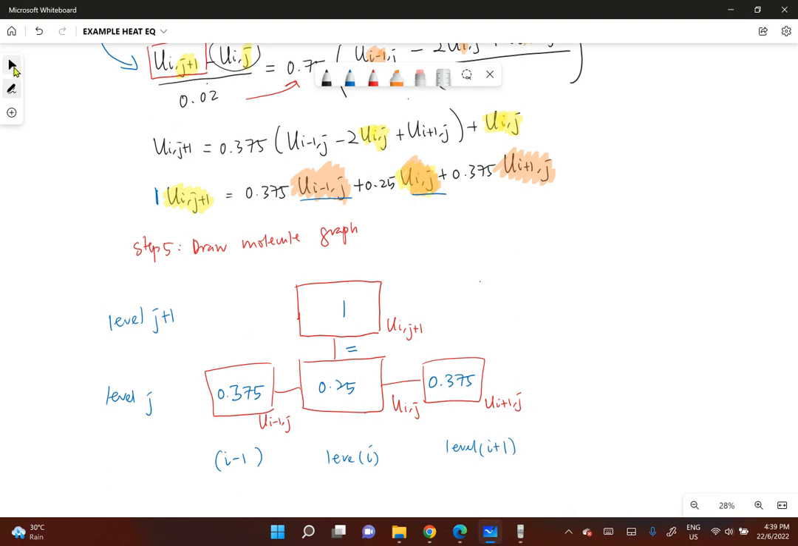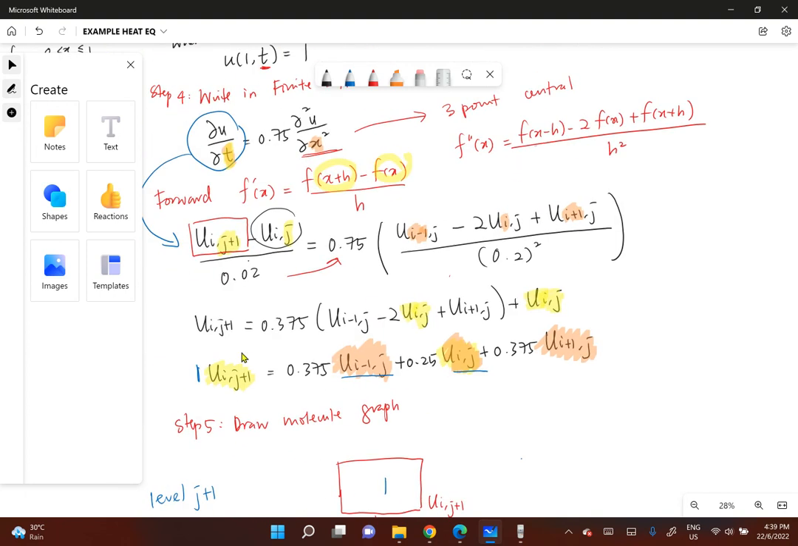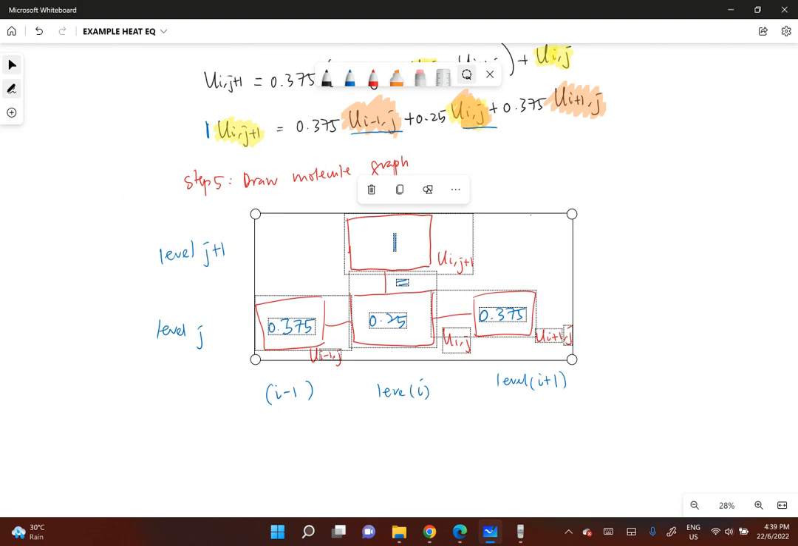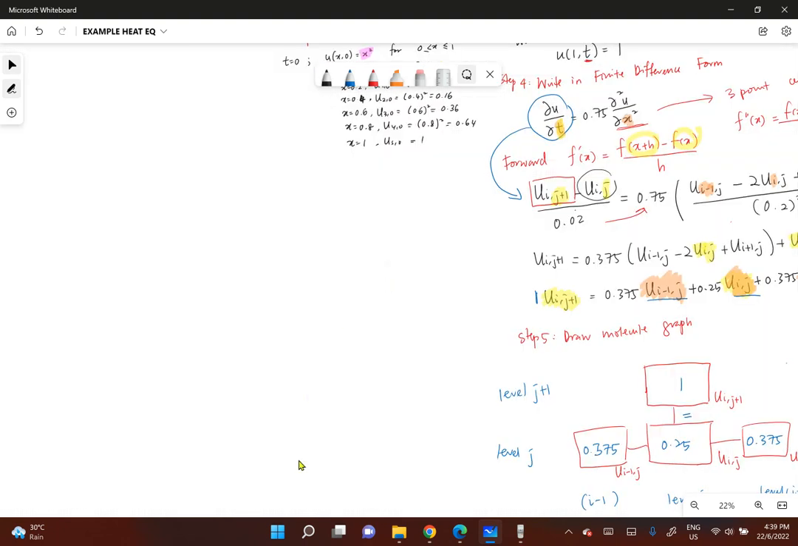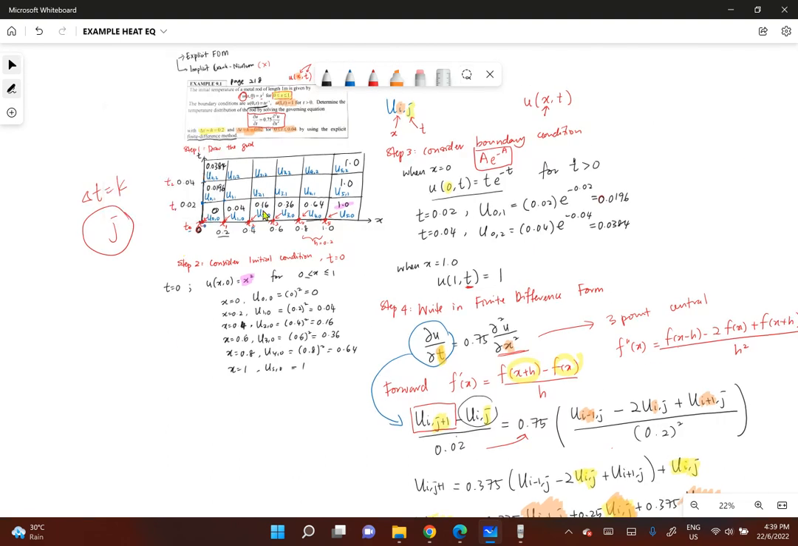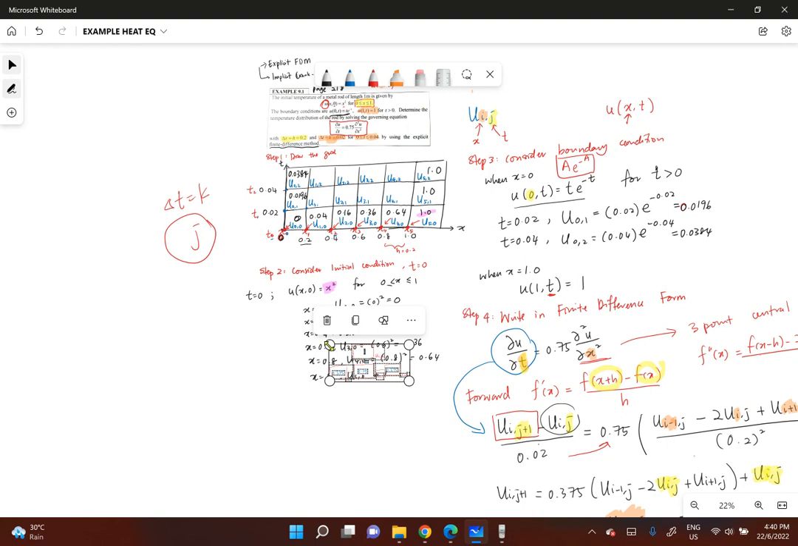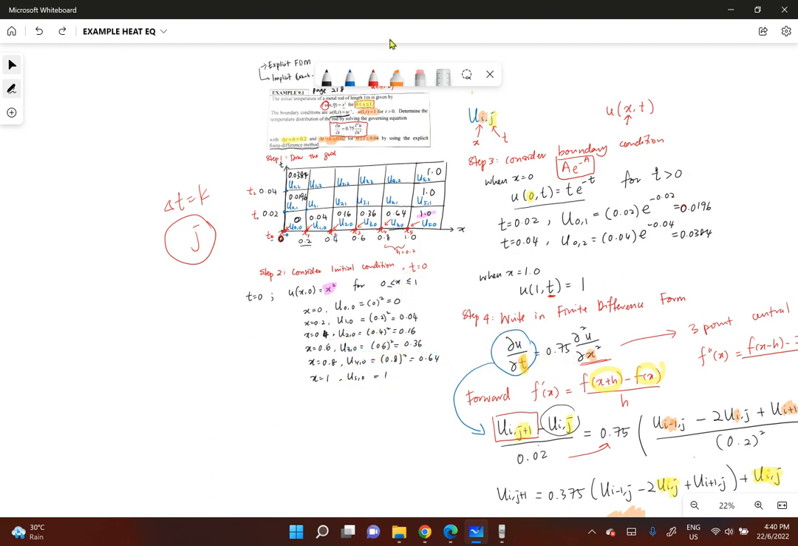Can I copy? Let me try to copy. How to copy this one? Can I copy like this? That means this one. Copy. We want to put it here. Paste where? Like this. Undo. It can't move. How do I move it, I don't know. Never mind. I don't know how to move it.